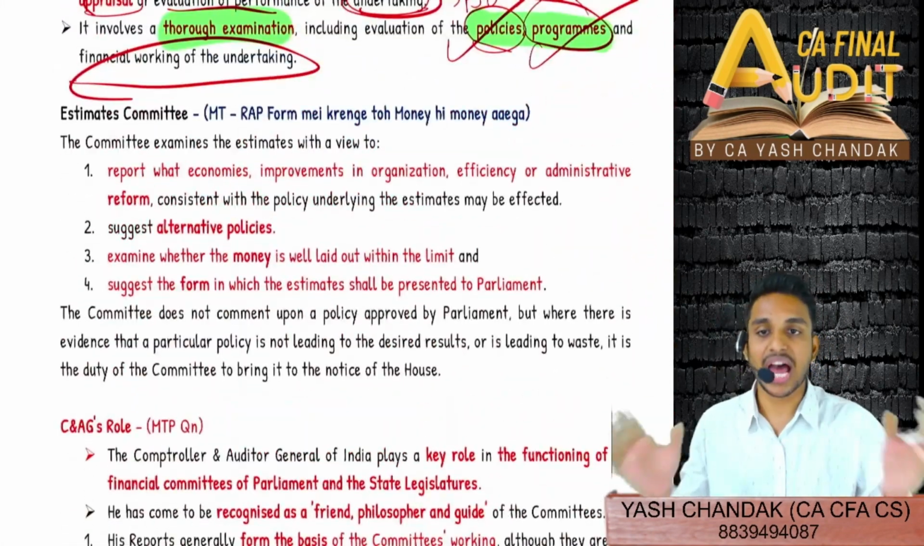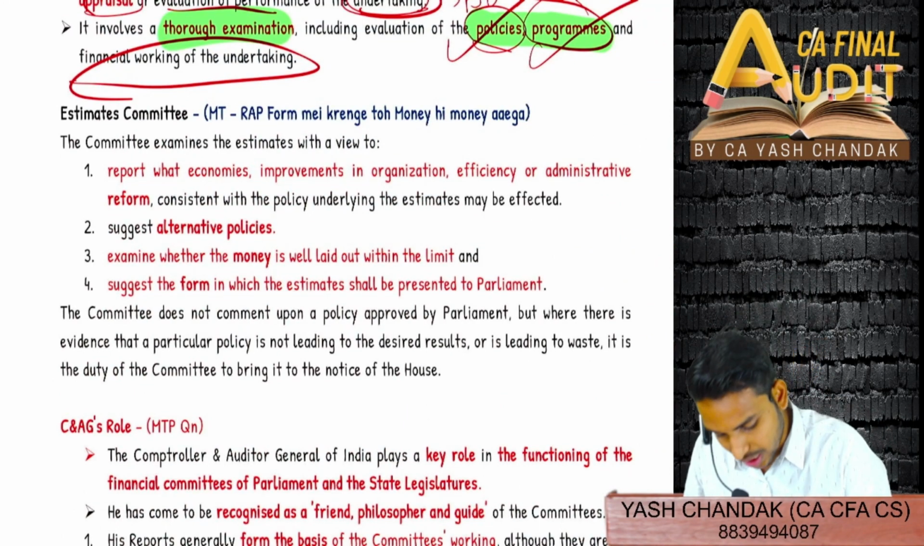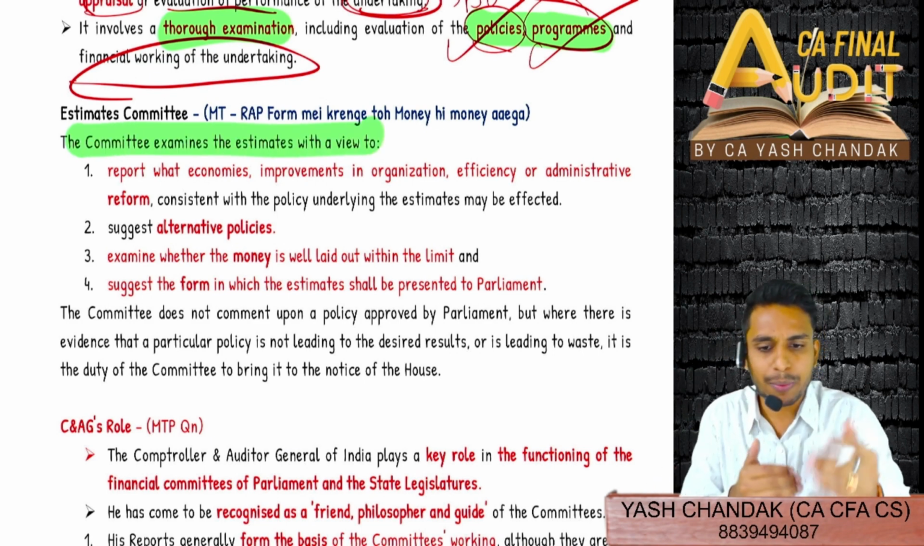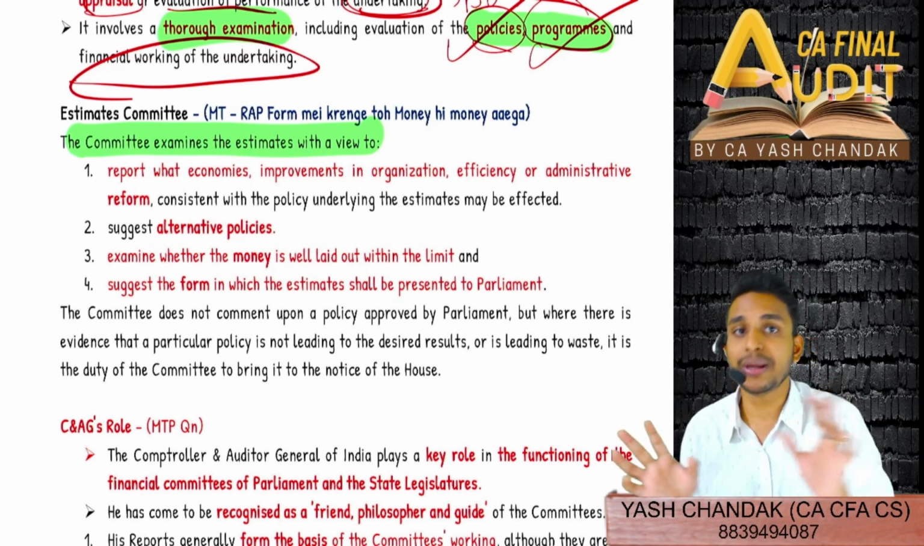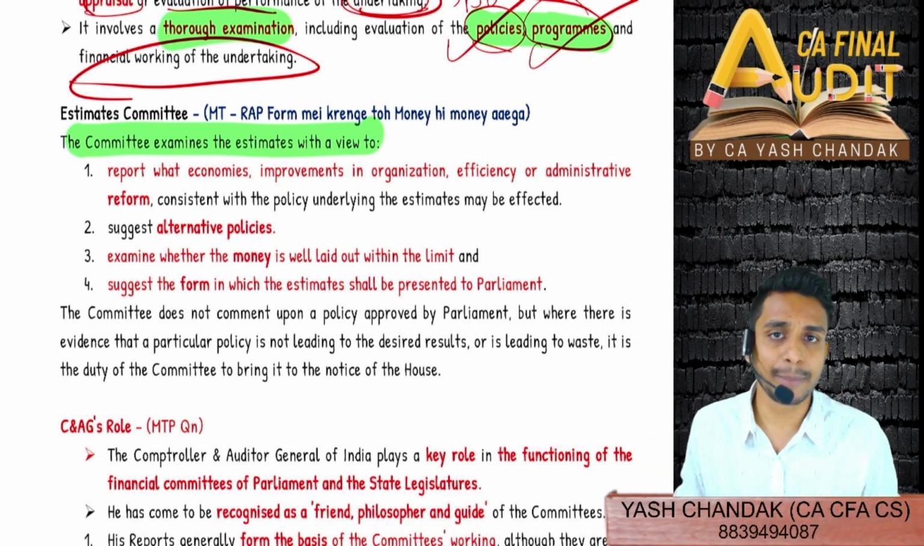Let's come on to the last committee of our three committees, estimates committee. So here also, estimates committee has to do what? They have to see whether the policy was properly working or not, what we thought, whether it was actually implemented or not, or whether some alternative could have been thought of. I'll give you just an example.